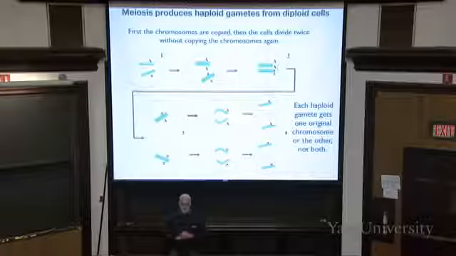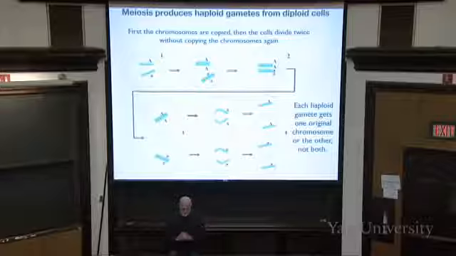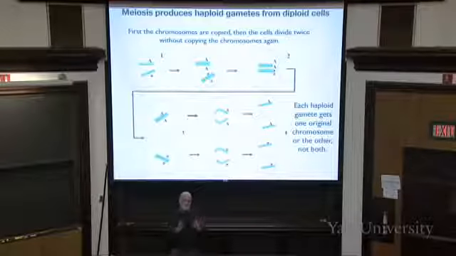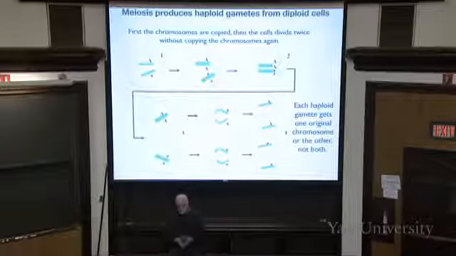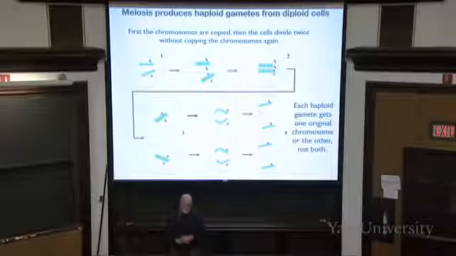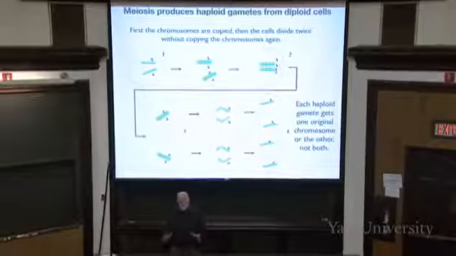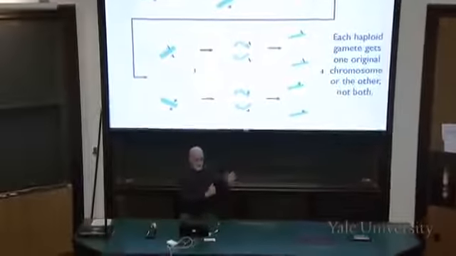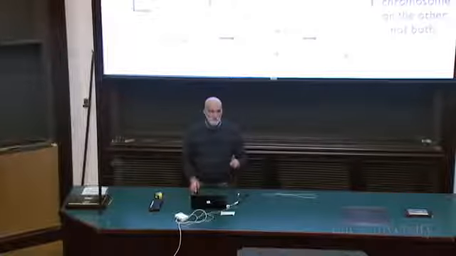Meiosis is actually much more complicated than that, and is much more precise than I'm able to indicate with these kinds of stick diagrams. But for today's purposes, the main thing to remember about it is that meiosis takes a diploid parent, and from that diploid parent generates haploid gametes, and each haploid gamete is getting one original chromosome or the other, but it doesn't get both.